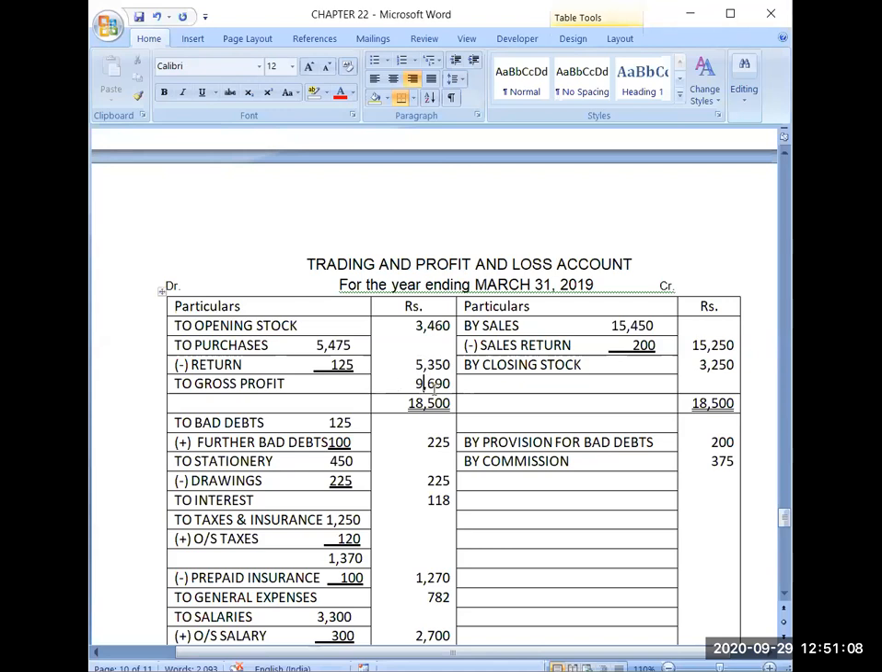Now the same gross profit, because it has a credit balance. Obviously, it is calculated on the debit side. But how it is a credit balance? Because the total of the credit side was greater than the debit side. That's why it is my profit, and profit always have credit balance. So now this will come again on the credit side by gross profit.